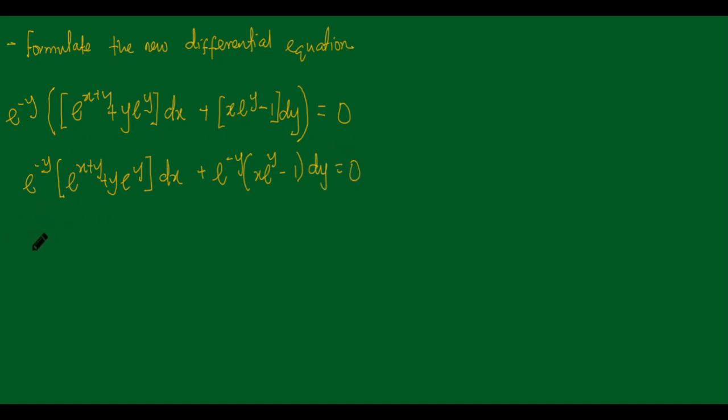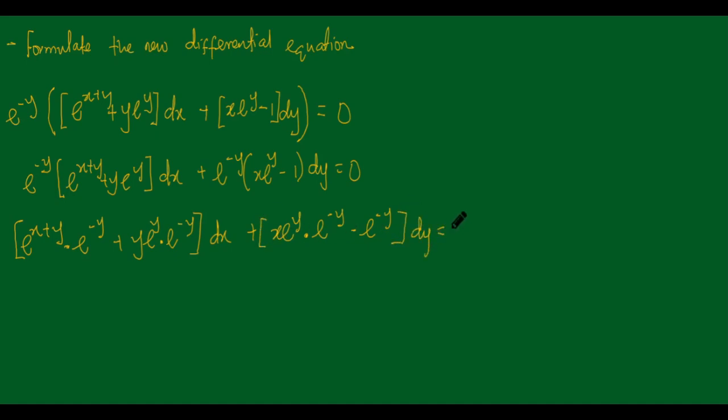So we can further simplify this to become e raised to the power x plus y multiplied by e raised to the power minus y, plus y e raised to the power of y multiplied by e raised to the power minus y, dx plus x e raised to the power of y multiplied by e raised to the power minus y, minus e raised to the power minus y, dy is equal to 0.